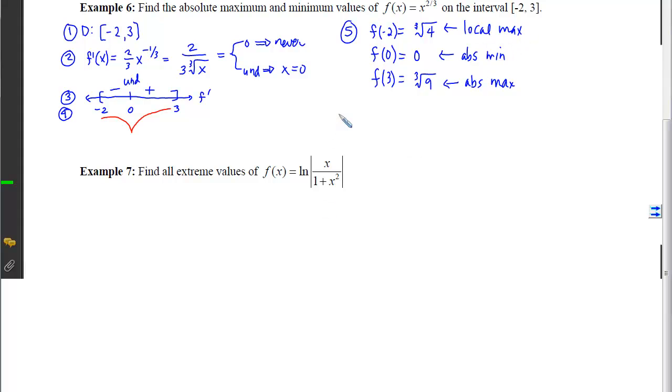So step 6 is we just summarize. We say we have a local max at x equals -2 because after -2 the slope of f is negative.